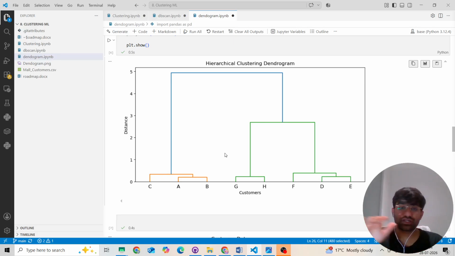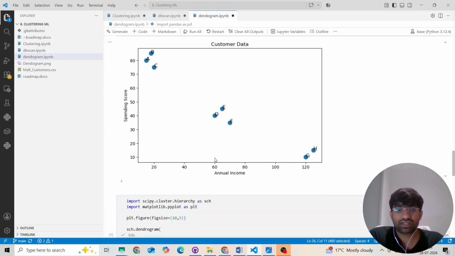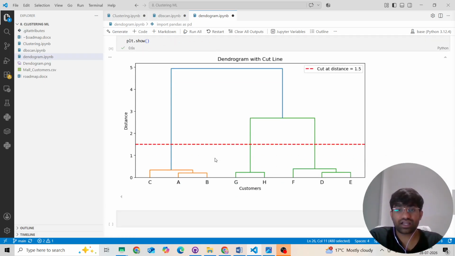So after plotting this dendrogram, what we have to do is draw a horizontal line which will cut the larger distance lines. Here I have drawn the horizontal line, the red line. How many lines is it cutting now? Blue line 1 and green lines 2 and 3. 2 green lines and 1 blue line. That means the optimal number of clusters will be 3. If it is cutting 3 lines, then the optimal number of clusters is 3.